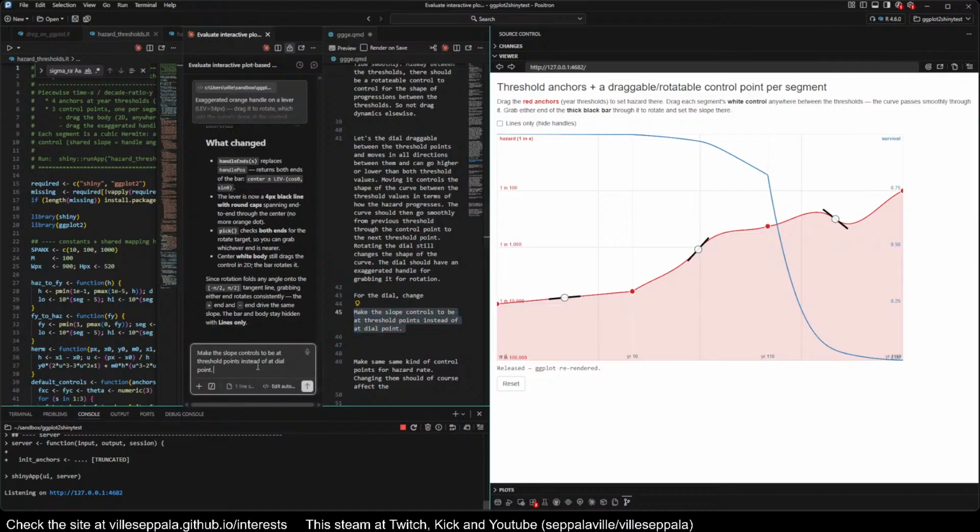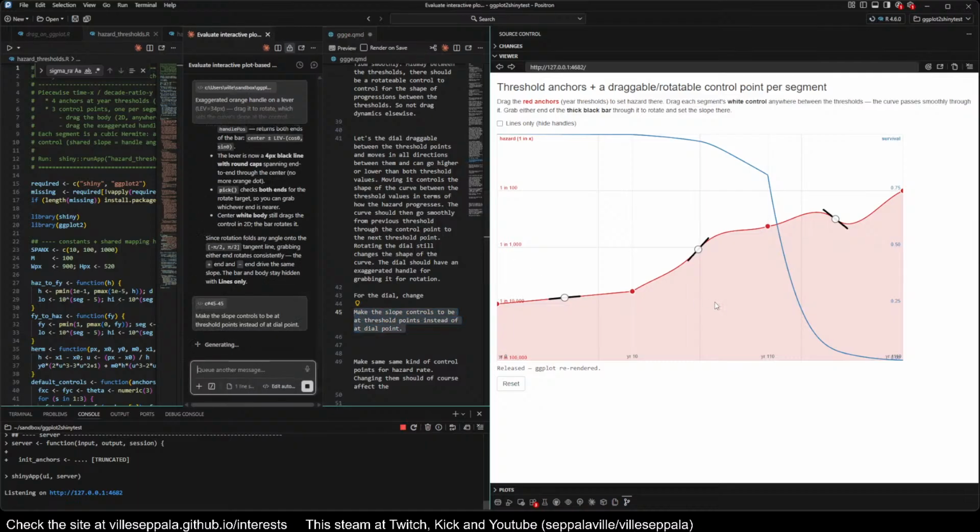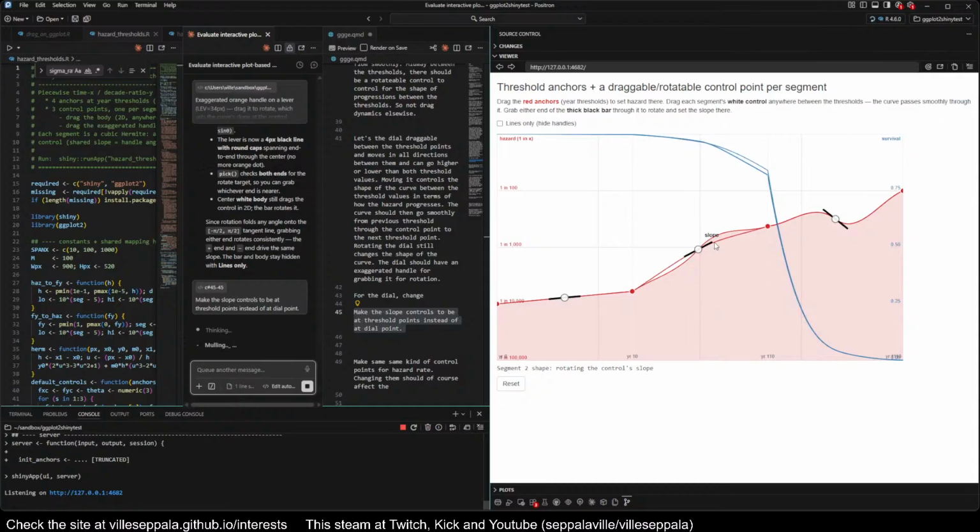Yeah, that's just simple. Because I kind of feel like the most control should be at those threshold points. So I wonder if it then makes it so that you don't have to focus on this dial, if this was the dial point.